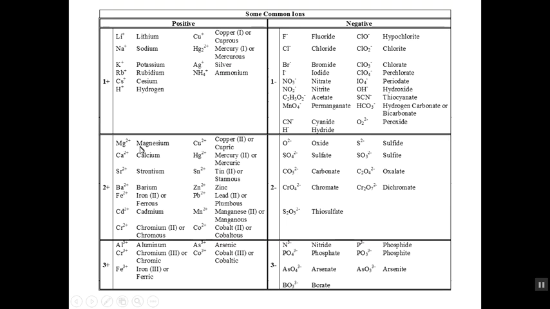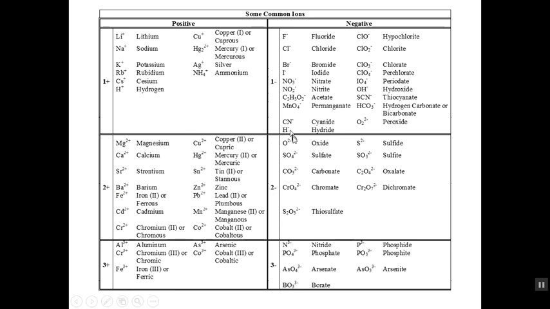Here's magnesium, calcium, strontium, and barium in the group 2. Those are in a 2 plus box. Those are group 2. We know that. We know that's what they do. Here's aluminum at plus 3. Over here is fluorine, chlorine, bromine, iodine at minus 1. Notice the setup. These are all positive on the left side with charges of 1 plus, 2 plus, 3 plus. Negative on this side is charged 1 minus, 2 minus, 3 minus.